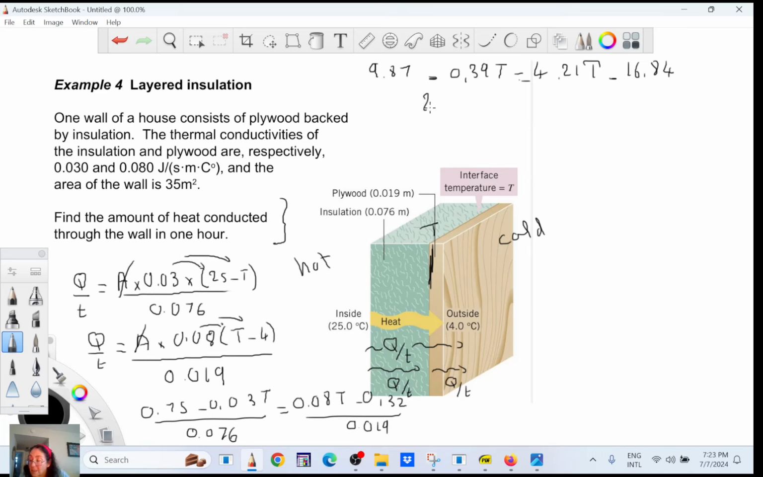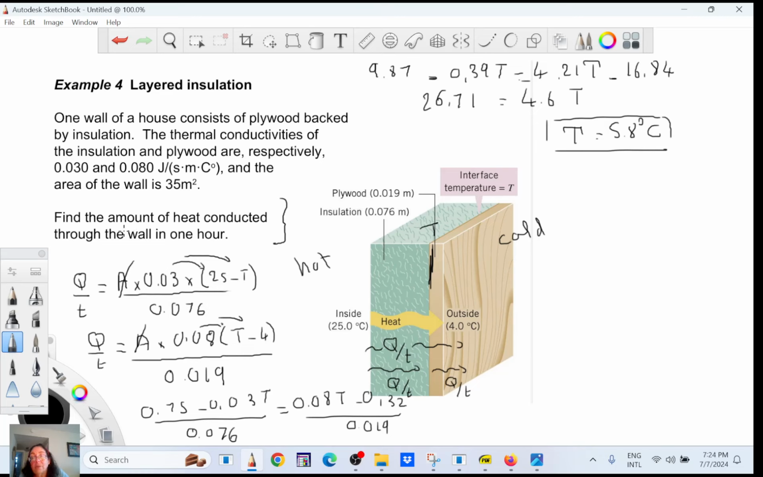So you get 26.71 equals 4.60, and you get T equals 5.8 degrees Celsius. So it went down from 25 to 5.8 degrees Celsius. So that means the rate is small here, and then it's going to go fast, 5.8 to 4 degrees Celsius.